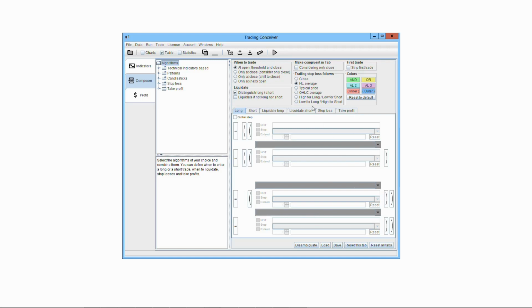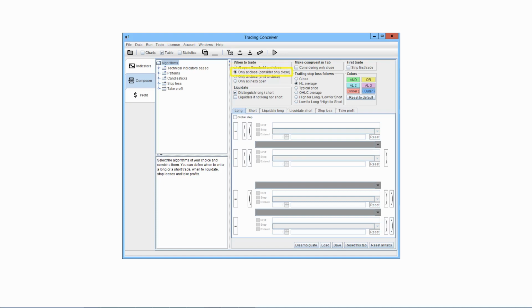For instance, if the checkbox considering only close of the market congruent in tab pane is unselected, computations in open and threshold are required anyway, whatever option might be selected for when to trade. With the option at open, threshold, and close selected, Trading Conceiver will give trading signals at open, threshold, and close. With the option only at close, consider only close selected, Trading Conceiver will give trading signals only at close.